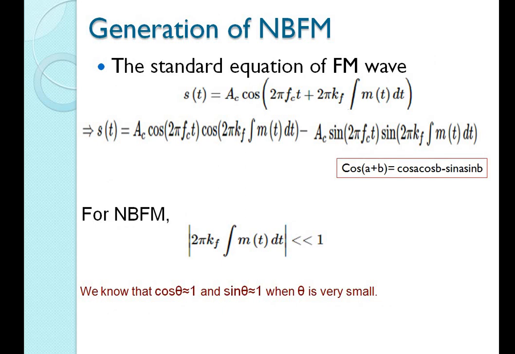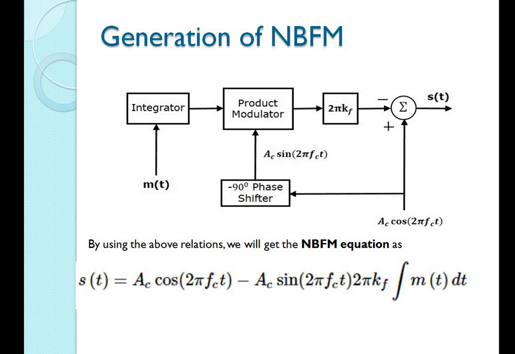Now for the generation of narrowband frequency modulation, you have to further simplify that equation, and this is the block diagram of narrowband frequency modulation. The message signal is given to the integrator, and the integrated part, the integration of m of t, is given as one of the inputs for your product modulator. Another input is the carrier, which has a phase shift of minus 90 degrees, that is Ac sin 2 pi fct, and that is again given to your 2 pi kf signal.